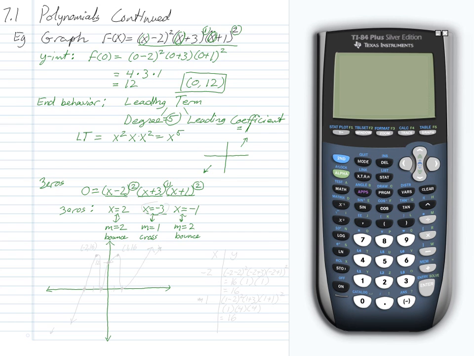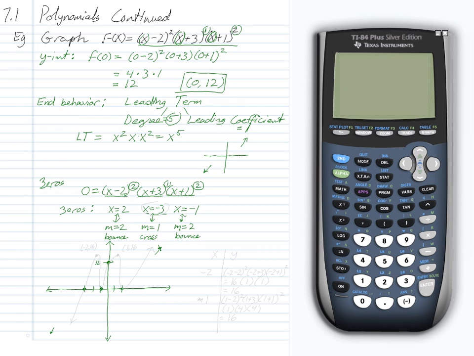Alright, I will plot my y-intercept first at 0, 12. And I'll plot all of my x-intercepts at 1, 2, negative 3, and negative 1. Alright, remember my end behavior, just in the back of my mind. I'll say my function will go down to the left and up to the right.